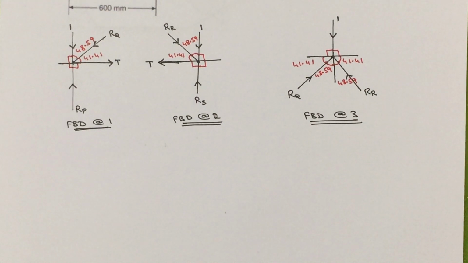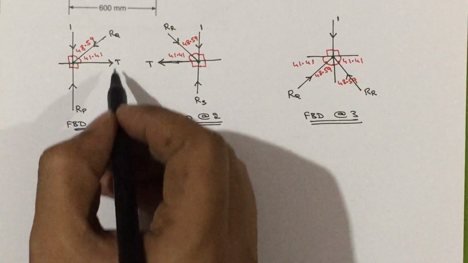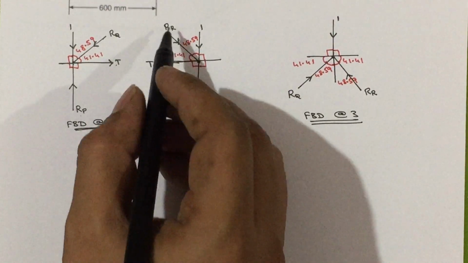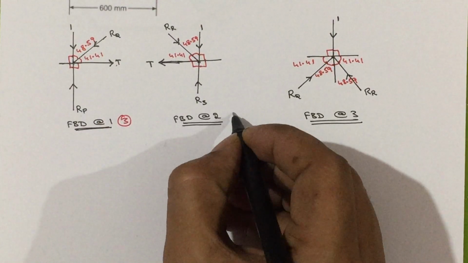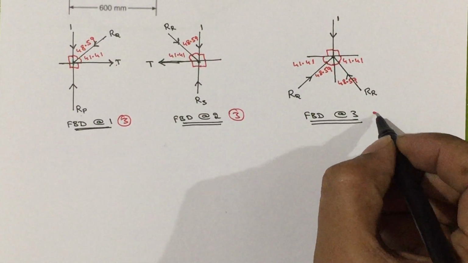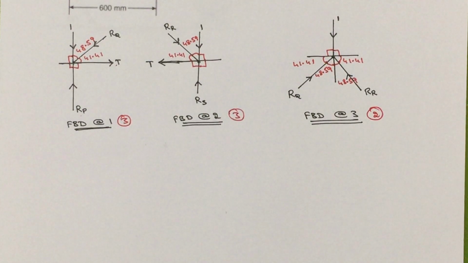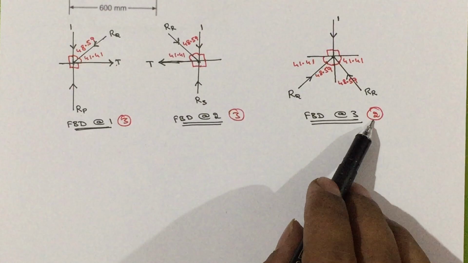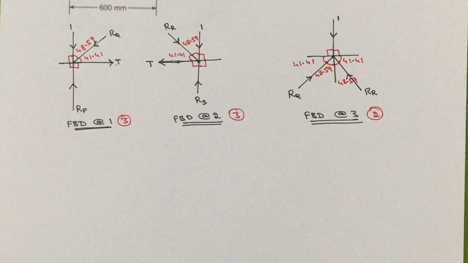Now choose the free body diagram. For that, count the number of unknowns. Here we have RP, T and RQ, 3 unknowns. Here we have RR, T and RS, 3 unknowns. Here we have RQ and RR, 2 unknowns. So choose the free body diagram which has the least number of unknowns. That is nothing but this free body diagram.